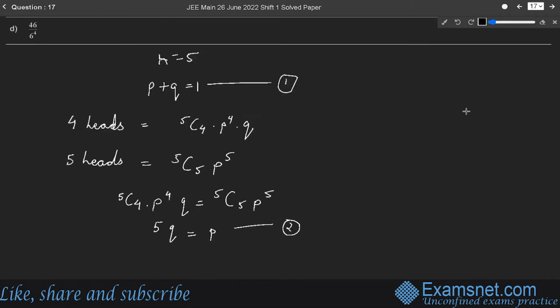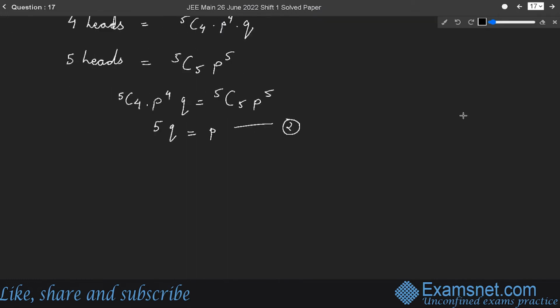We have 2 equations now. From both the equations, we can say that 5Q + Q = 1. So 6Q = 1, Q will be equal to 1/6. If Q is equal to 1/6, P will be equal to 1 - 1/6, which is equal to 5/6.